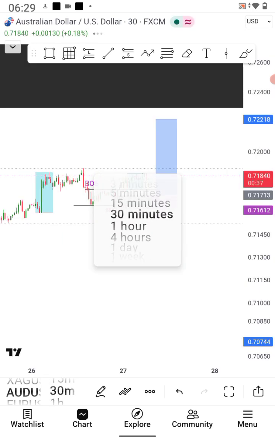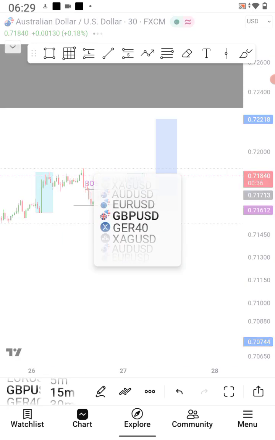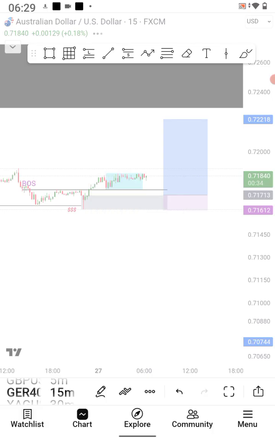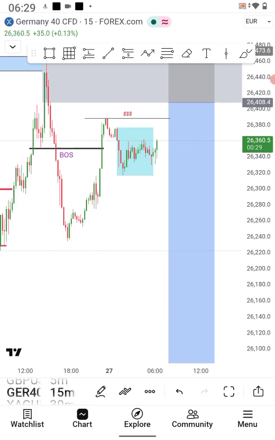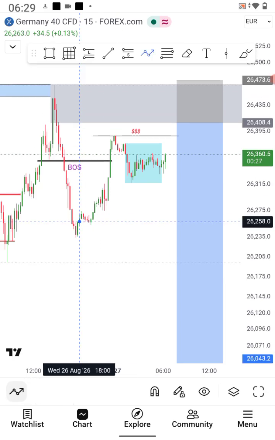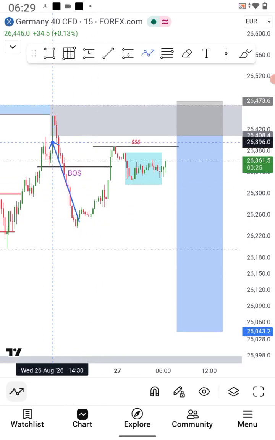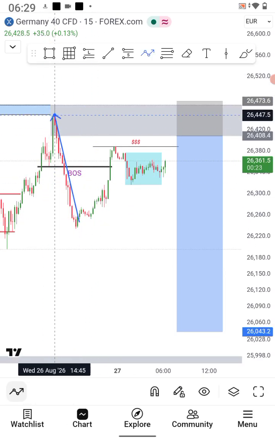Are you seeing it now? What am I using to explain what I'm explaining? This is German 40. This is what I'm using to explain it now. So I want to see that this guy, my student now says, okay, if price goes to the order block without giving me a satisfactory inducement, are you seeing it now?